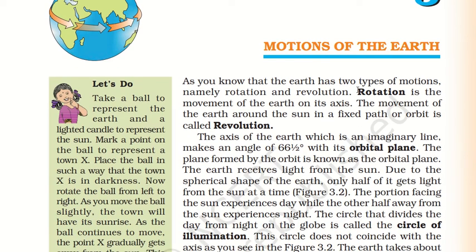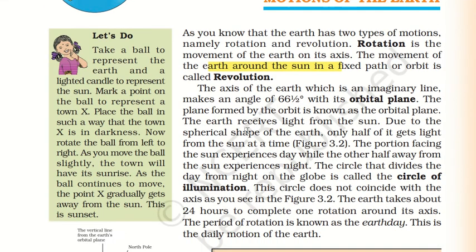Here, rotation is the movement of the earth on its axis. And the next important point is revolution, which is basically the movement of the earth around the sun in a fixed path or orbit. Movement in a fixed path or orbit is called a revolution.